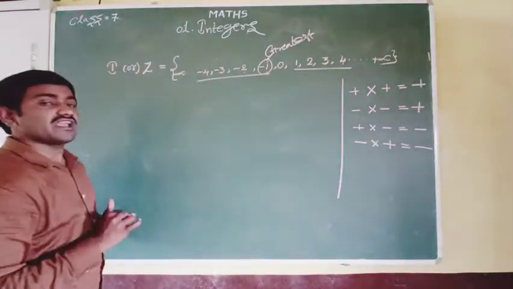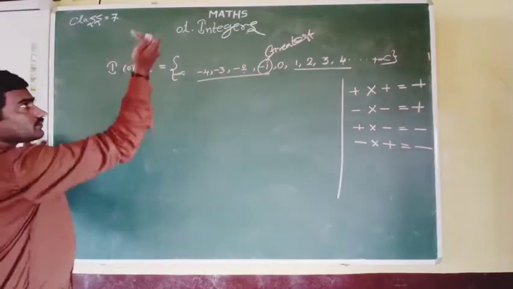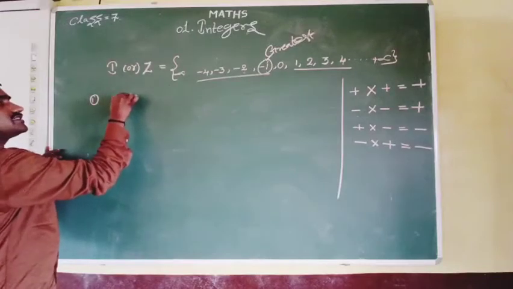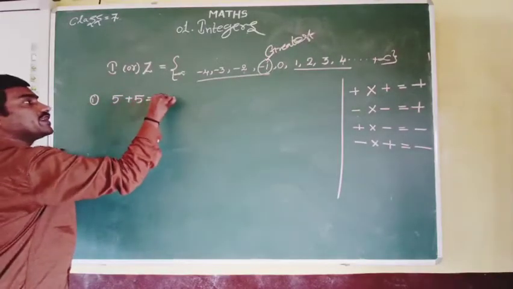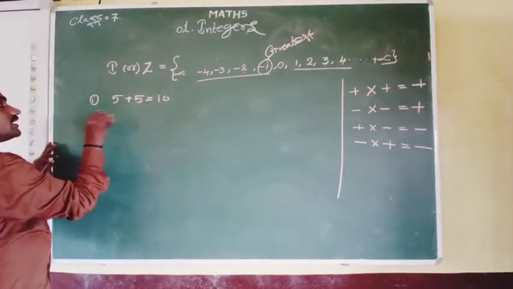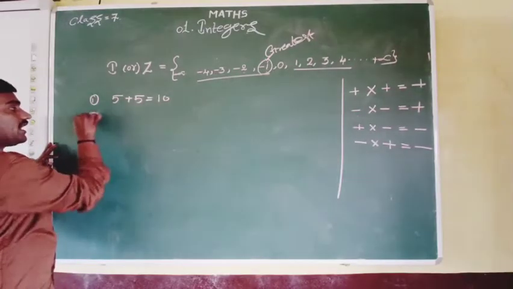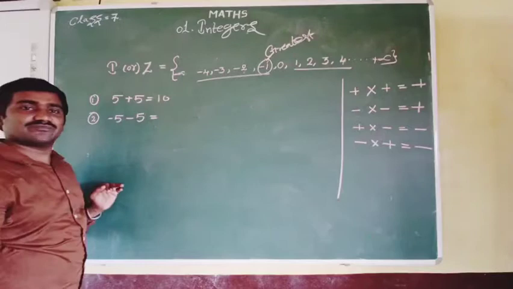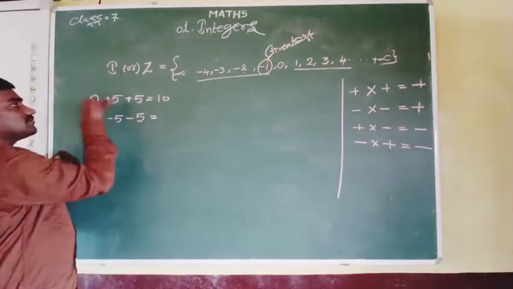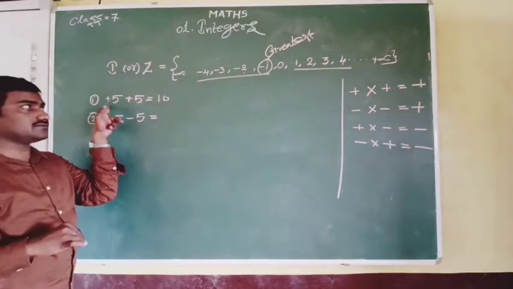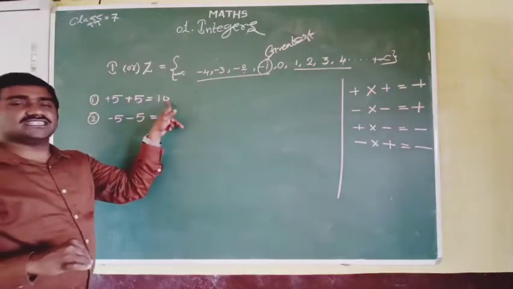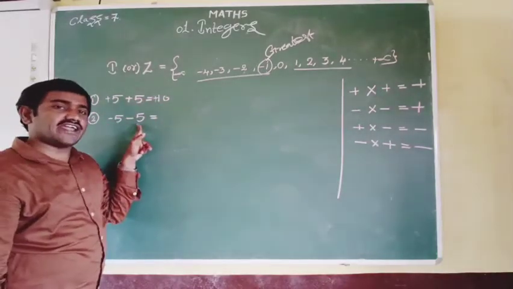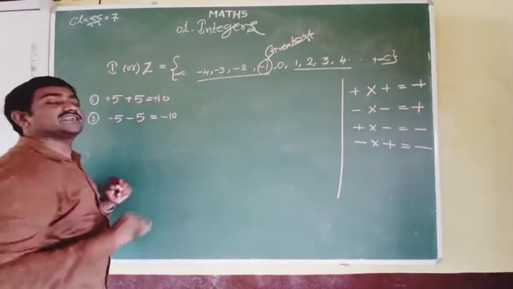First of all, let us come to the addition of these integers. Suppose, as we know, 5 plus 5 equals 10. Very easy to do. Then let's do the same in negative integers: minus 5 and minus 5 equals what? Here there is no symbol before this number, so it is plus. 5 plus 5 is 10, that means plus 10. Minus 5 and minus 5 gives us minus 10.